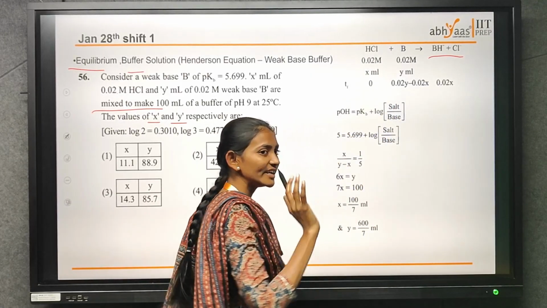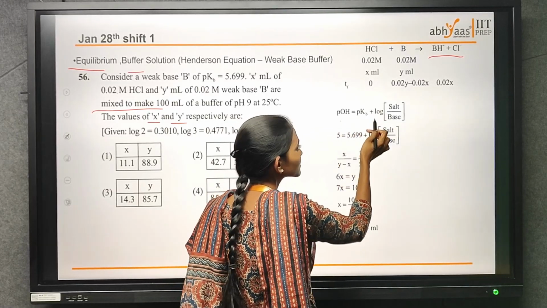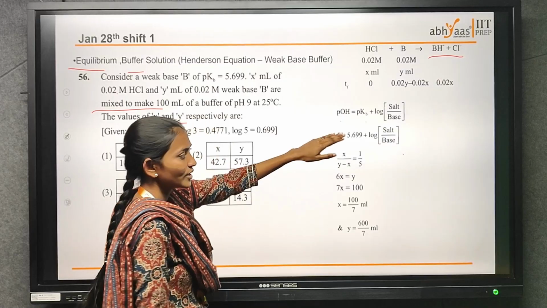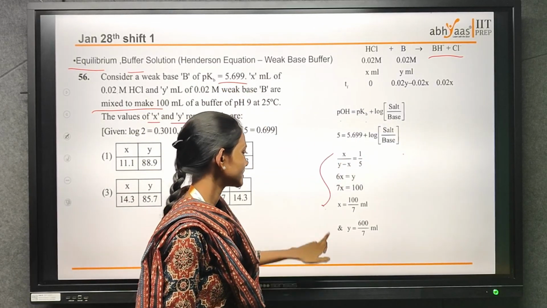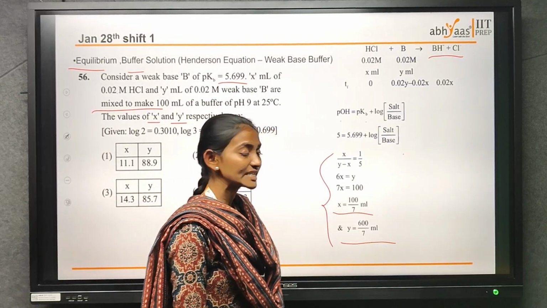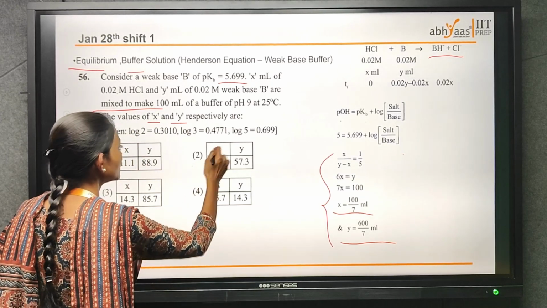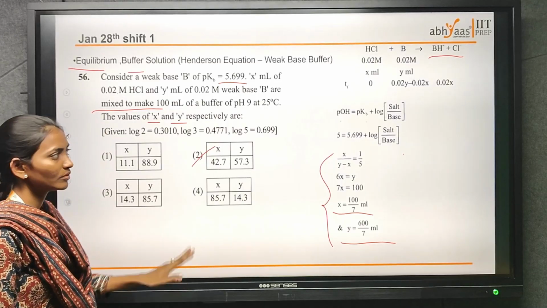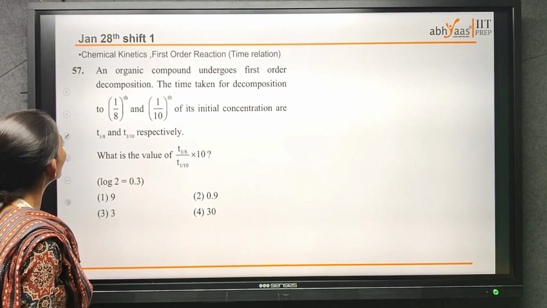If you apply the ideal solution condition, then only it is applicable: pOH equals pKb plus log of salt by base. If you substitute the values as given, which are pKb and the pOH value, and simplify, you get x as 100 by 7 and y as 600 by 7. Upon doing the calculation, you get the nearest integer, which is 2, as your answer, right? Not that tricky, but we need to apply some calculations here. Moving on to the next question.